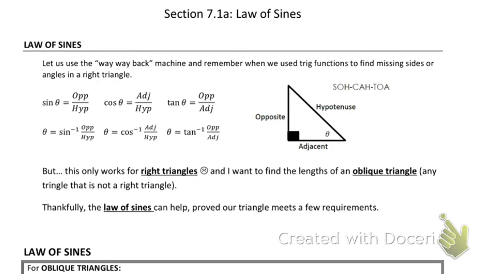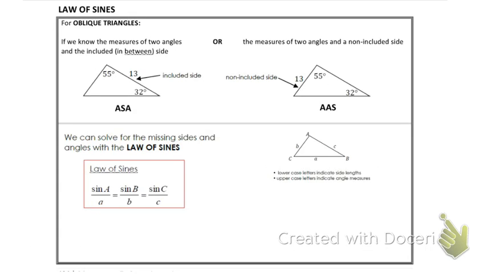In fact, it works for all oblique triangles if we know a couple key pieces of facts. Particularly, if you have any triangle and you know two angles and a side, you can use the law of sines to find all the other information. It doesn't have to be a right triangle. There's no hypotenuse or anything. All we need to know are two angles and a side.